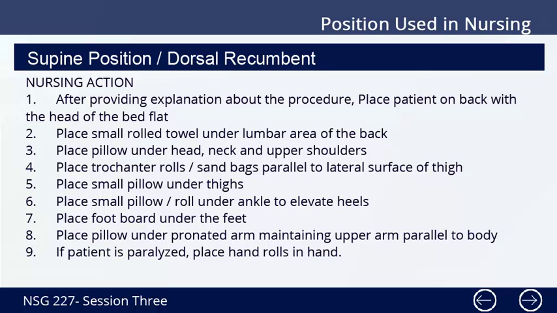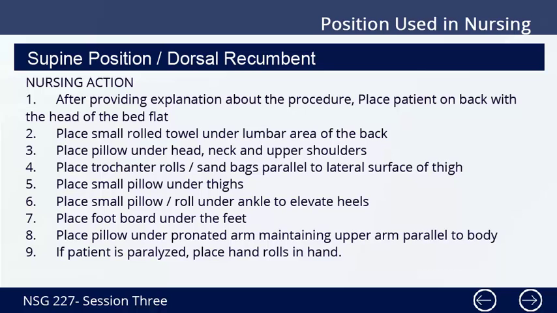4. Place trochanter rolls, sandbags parallel to lateral surface of thigh. It reduces external rotation of hip. 5. Place small pillow under thighs. It prevents hyperextension of knees. 6. Place small pillow and roll under ankle to elevate heels. It reduces pressure on heels. 7. Place footboard under the feet. It prevents plantar flexion or foot drop.